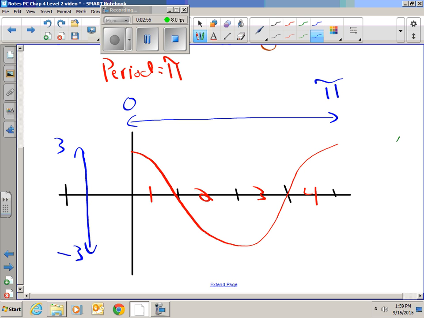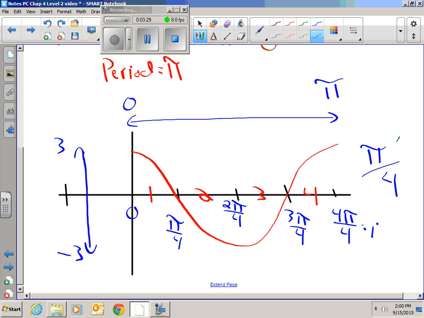Now, because my period is pi, I can chop that pi up into 4 pieces. So I'm going to divide my period, pi, by 4, and I get pi over 4. So each of these pieces moves from 0 to pi over 4, then 2 pi over 4, which is 1/2 pi, then 3 pi over 4, and of course, 4 pi over 4, or pi.